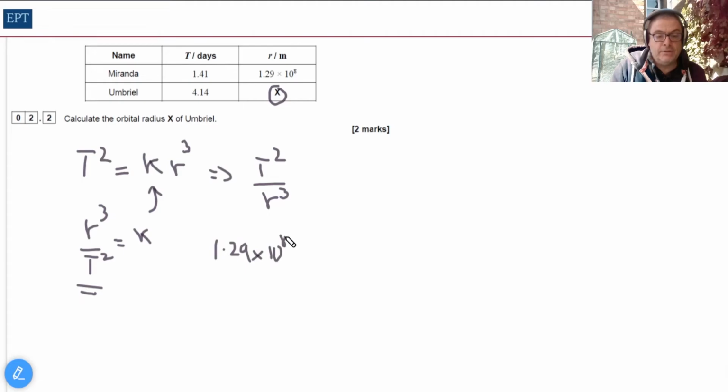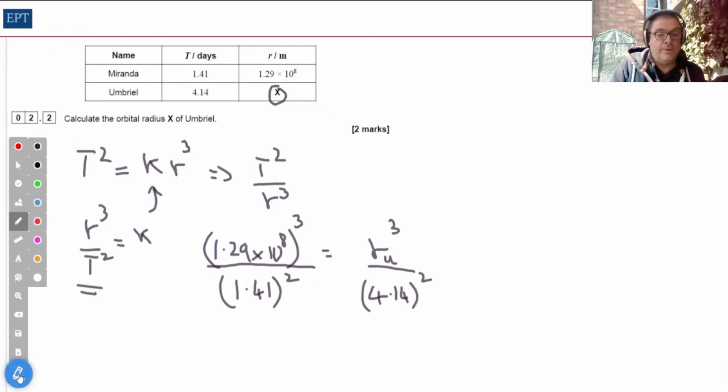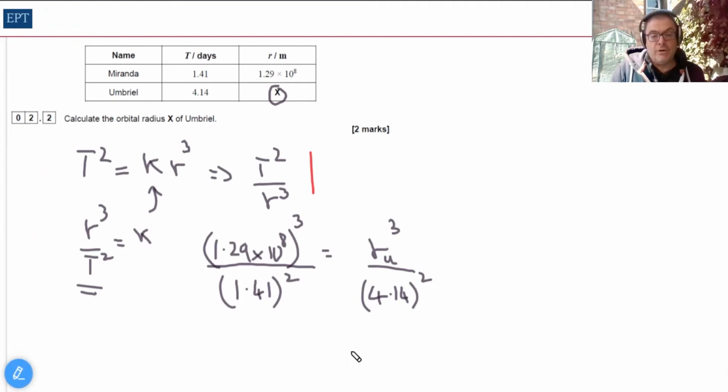So we can write 1.29 times 10 to the 8, which is the radius of Miranda, so we cube it, divided by the period, which is 1.41 squared, is equal to the radius of Umbriel cubed. That's what we're trying to find, so let's put a little subscript in there, divided by its period, which is 4.14 squared. And now you can see the absolute joy of flipping the fraction over, because it makes the algebra much easier. So now all we do is just take this up there.